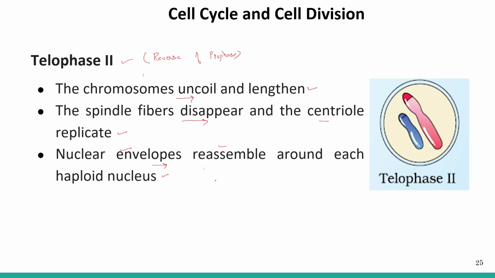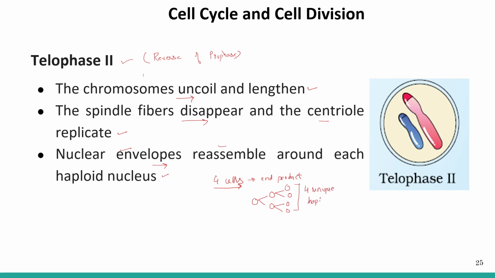There is formation of 4 cells here. So this is the end product of the entire meiosis. 4 cells are formed here. Initially 2 cells formed here, and then from these 2 cells, again 2 cells will form, and from this again 2 cells will form, and in total we have 4 unique haploid cells.